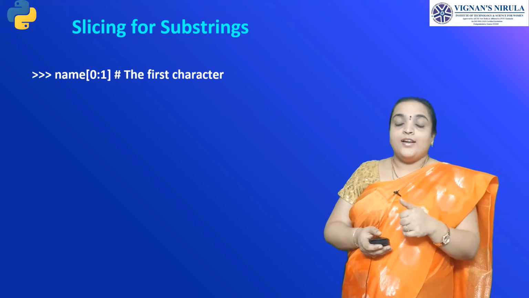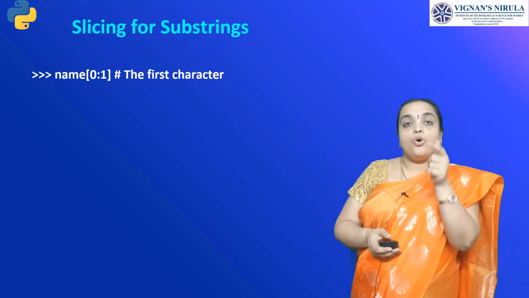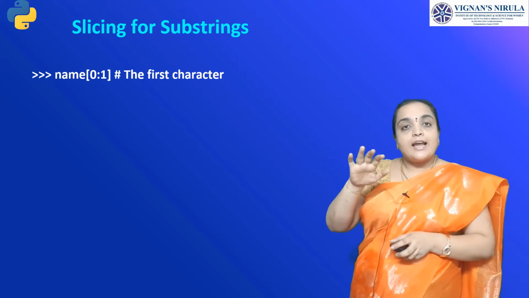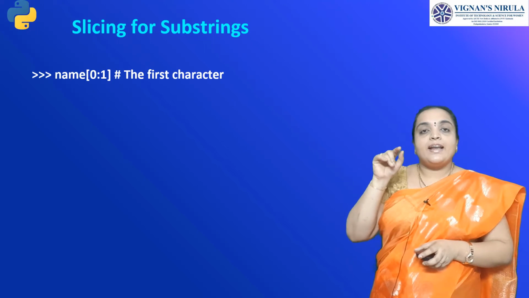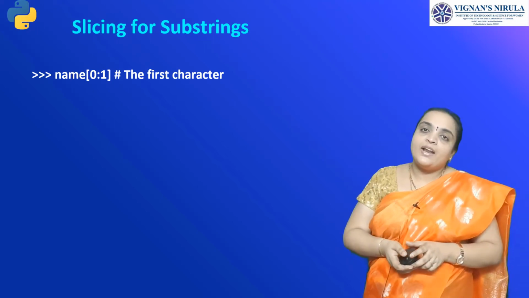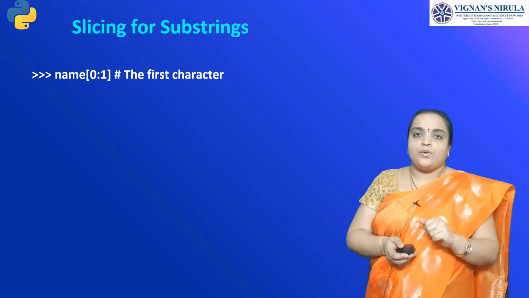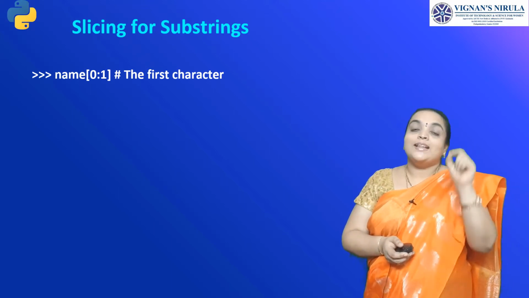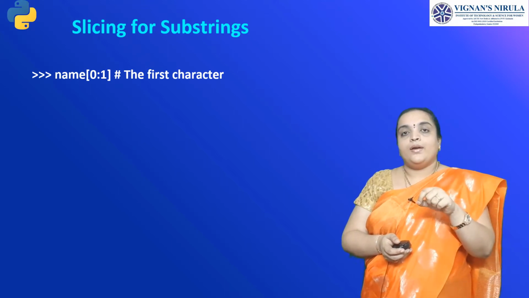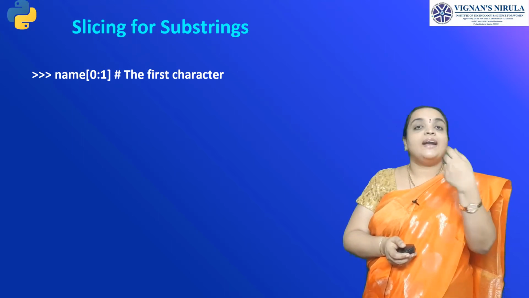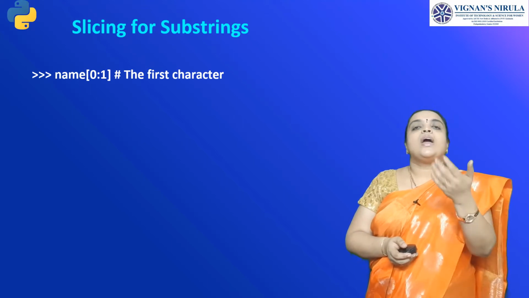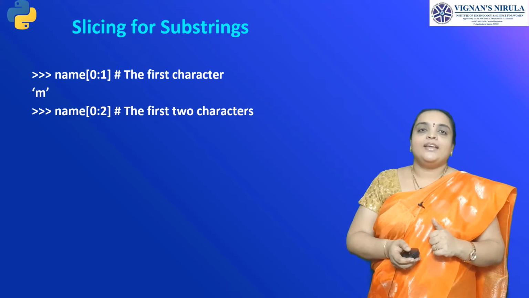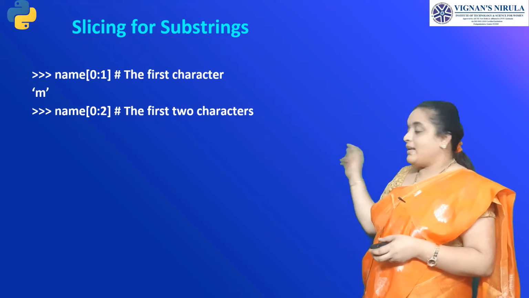Is that clear? Then talking about the next example. Let us extract the same thing. name[0:1]. So the string is myfile.txt. Your first index is 0 and your end index is 1. What will be displayed? It will display only the first character, because the start index is included to extract the substring, whereas the end index will not be included. Is that clear, students? Yes. So M is displayed.